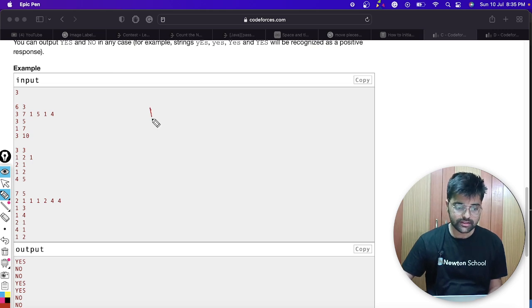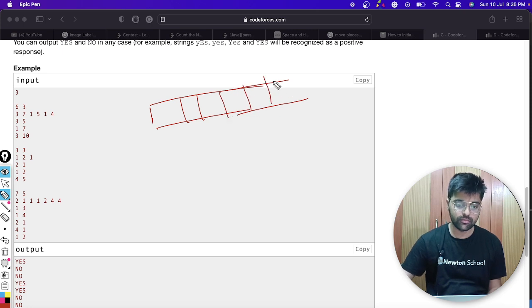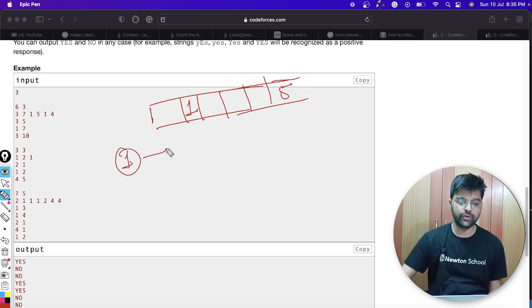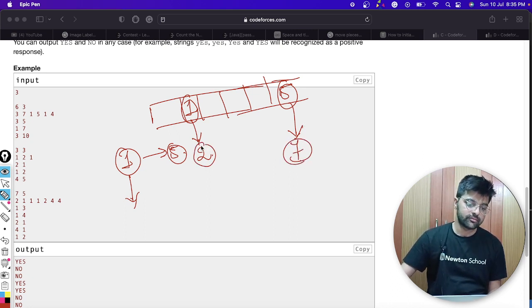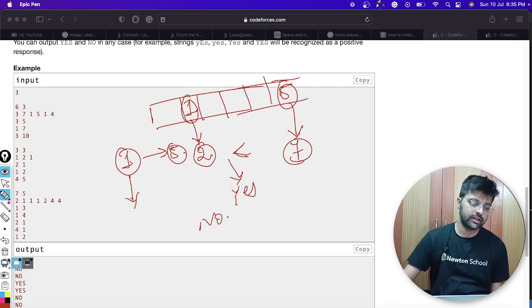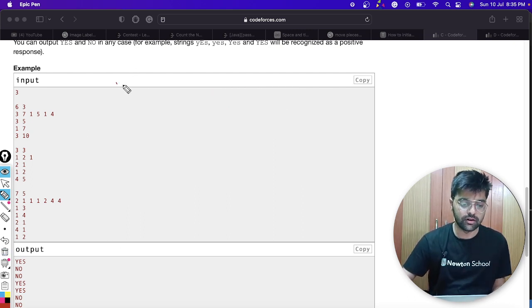So let's say that we have a path. Let's say 1 is present here and 5 is present here, and we want to know whether a path from 1 to 5 is possible or not, right? So let's say we know the occurrence of 1, where it is present. Let's say its occurrence is 2, and for 5 the occurrence is, let's say, 7. So if the occurrence of 1, which is 2, is less than 7, then the answer is yes. Otherwise, no, right?